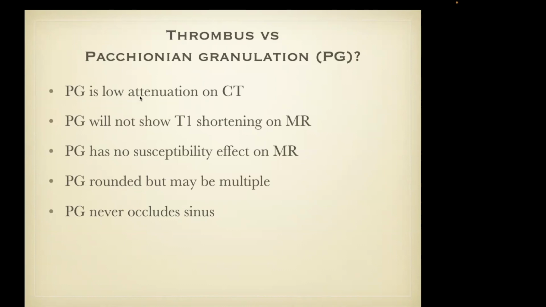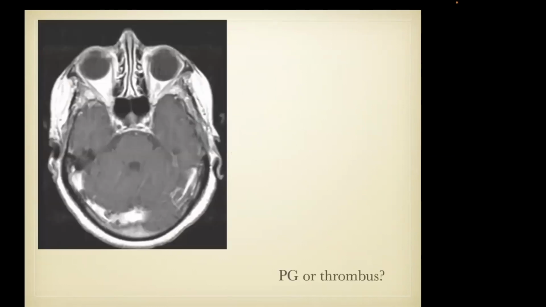Pacchionian granulations are of low attenuation on CT, unlike thrombus, as I indicated, which will be of high attenuation. You will not see them with T1 shortening on the MR scan, as we see with subacute blood. They will have no susceptibility effects. They tend to be rounded, but can be multiple. They never occlude a sinus. So with those rules, you should be able to confidently diagnose Pacchionian granulations and discount them as being a source of symptoms.